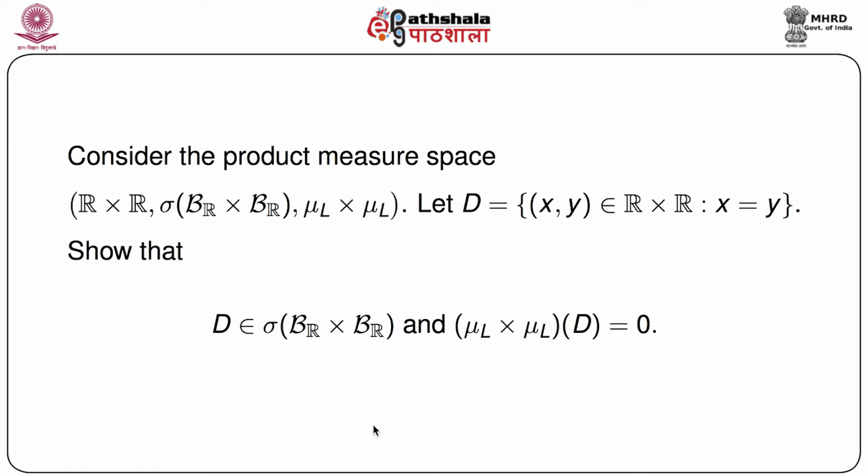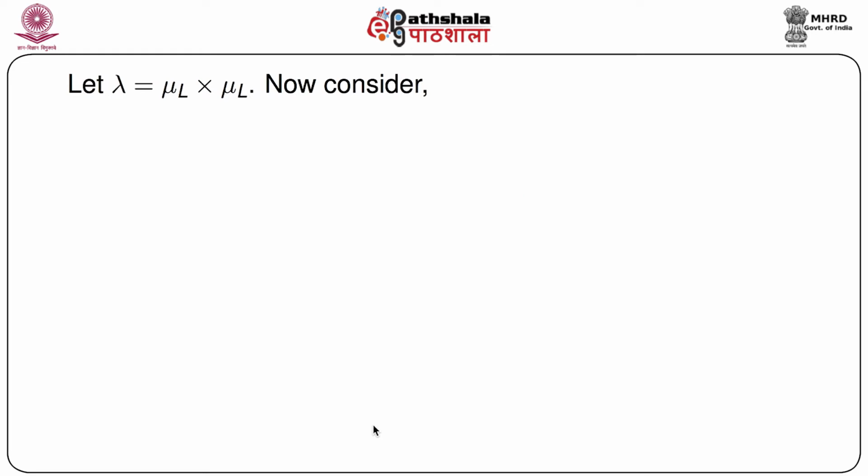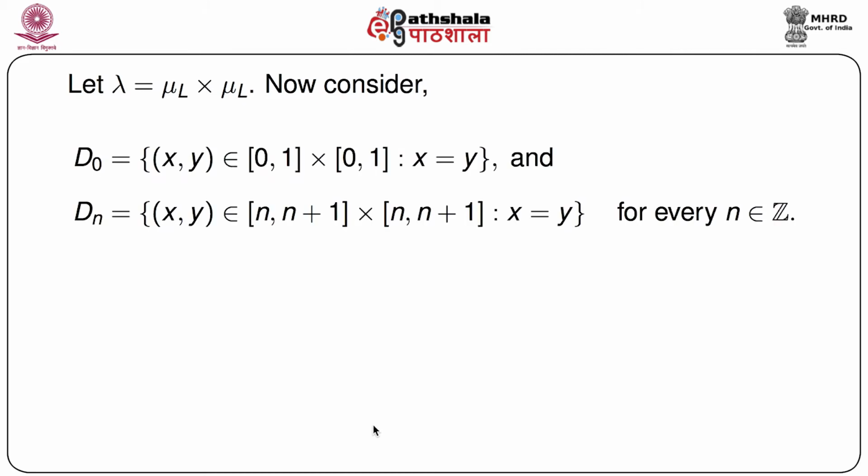The proof is not really very difficult. We only need to know a few properties of this product measure space, and we have to apply them. First, let us consider lambda as mu L cross mu L. That's the product measure. Now consider two things.